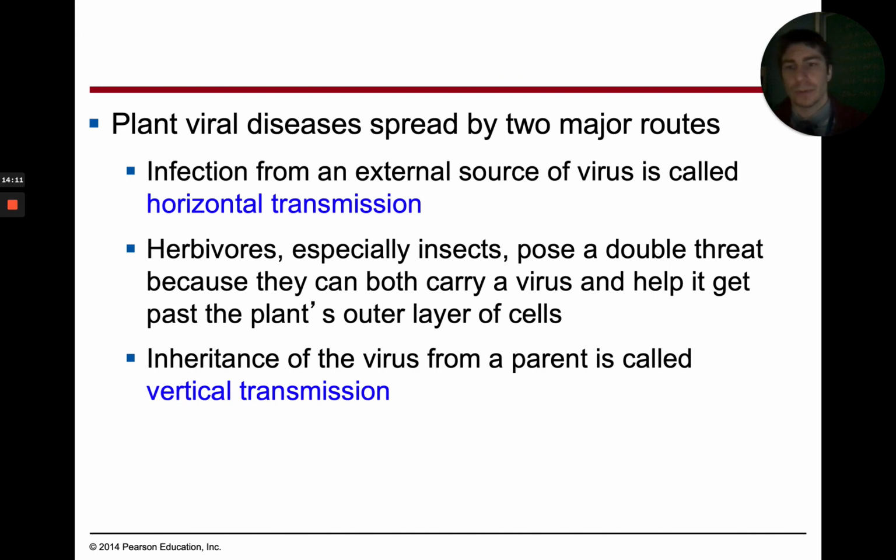And then the last thing, we've got to go over horizontal and vertical transmission. These are with plant viruses. They're spread two different ways. Infection from an external source of virus is called horizontal transmission. So that's the first one. Second one, the virus can be passed from parent to offspring. That is vertical. So if a plant just gets the virus, maybe in the wind or whatever, that's horizontal transmission. If the plant inherits the virus, that's vertical transmission.